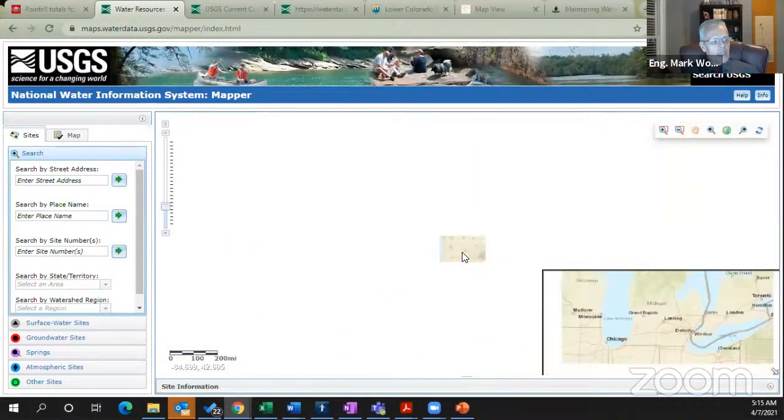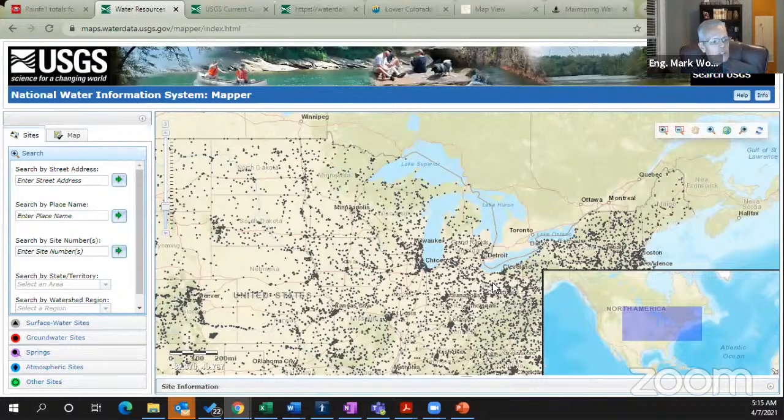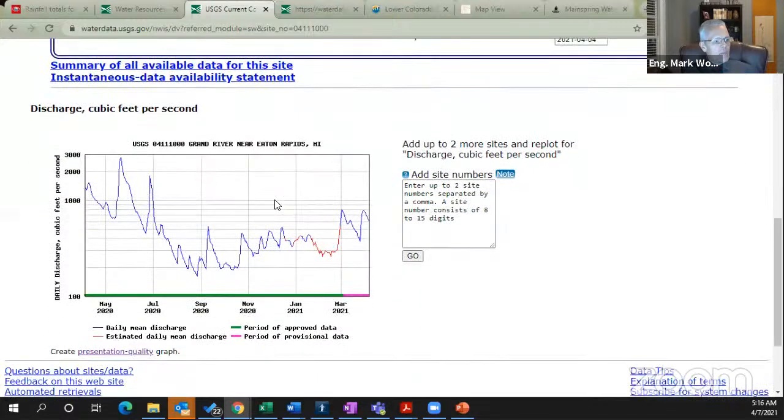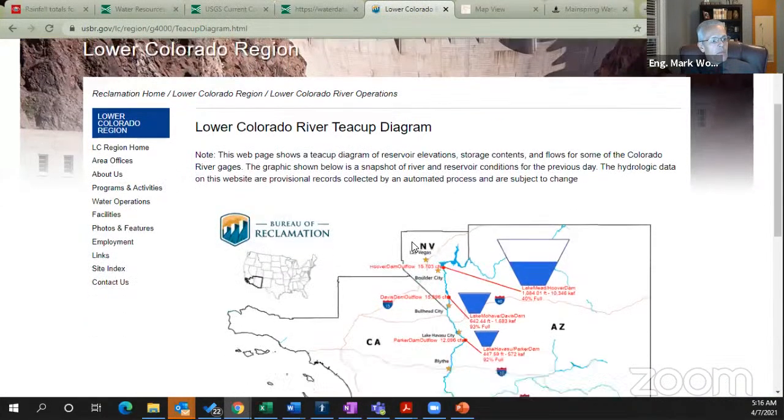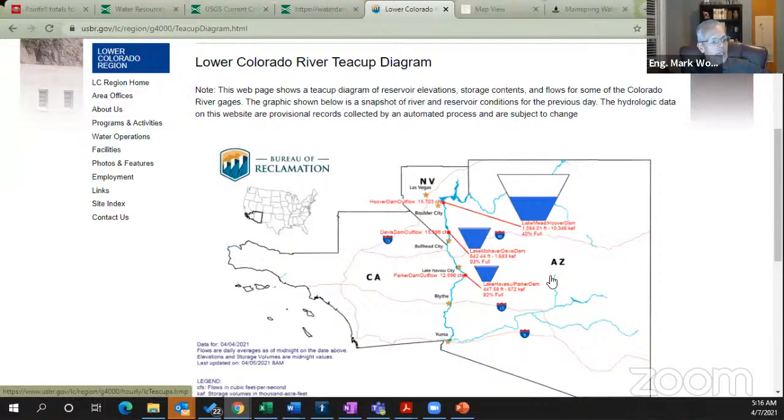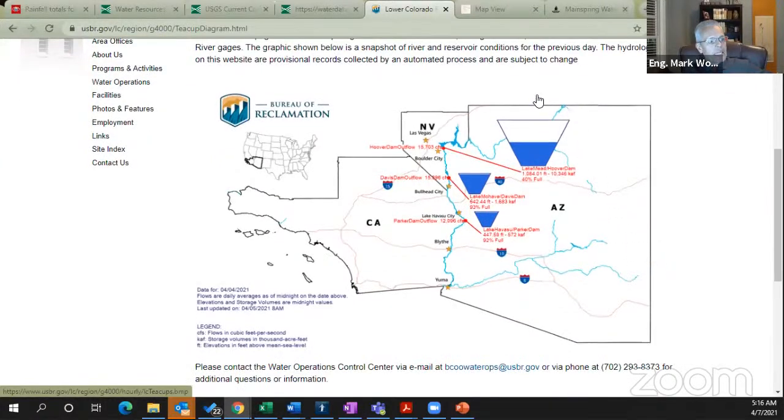I wanted to point out that the United States Geological Survey makes data from 6,000 or more stream gauges available in real time on its website. And that can be seen when you click on one of those stations. You can see the active data right up until the current hour. Kevin mentioned the Lower Colorado River, and here's an example of a diagram that very quickly conveys to the public what is the current status of the reservoirs, how full are they.